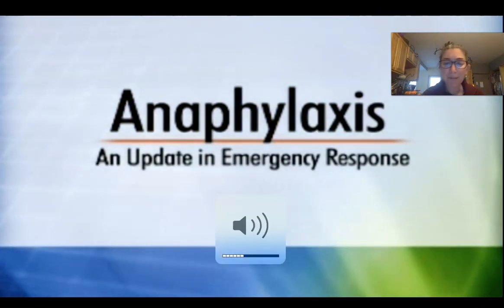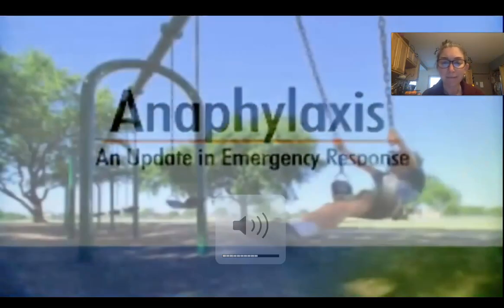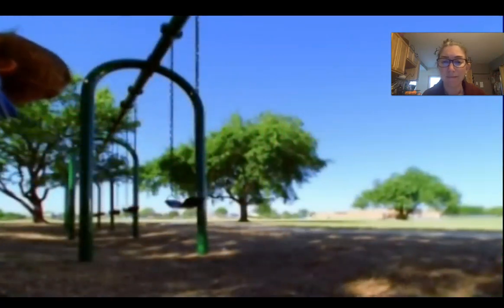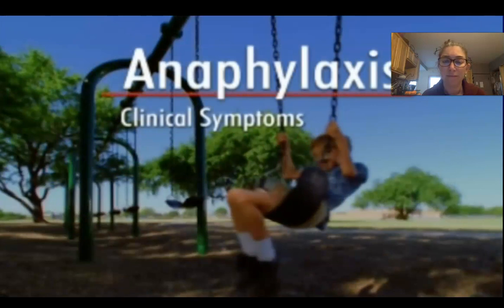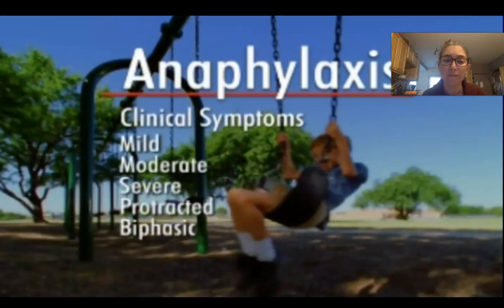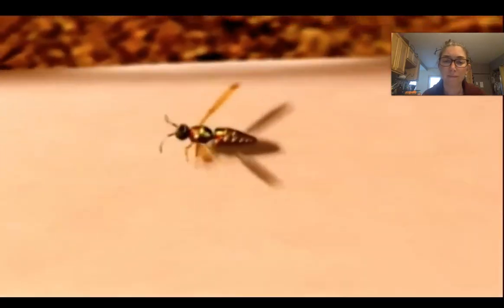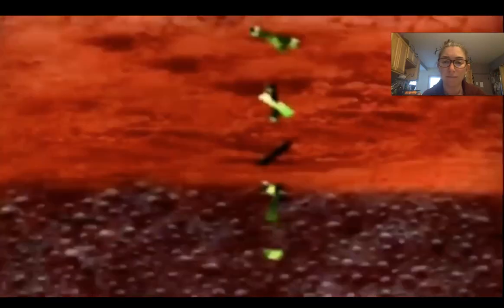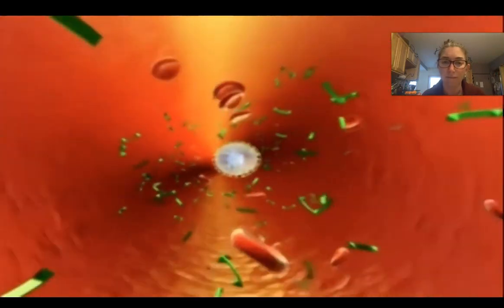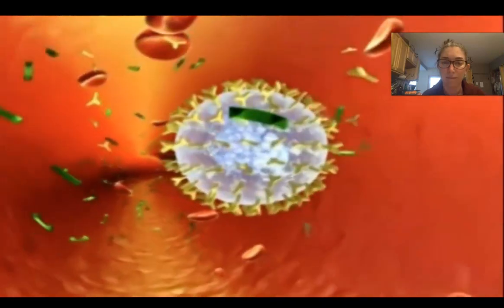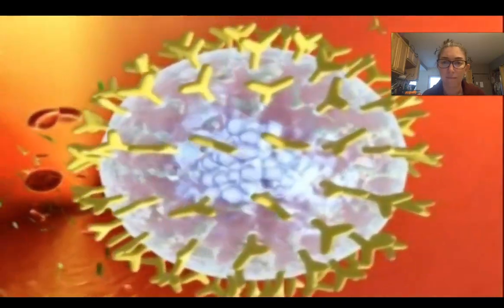Anaphylaxis is a systemic reaction that can occur when a patient who is allergic comes into contact with the allergen they have been sensitized to. Clinical symptoms may be mild, moderate, severe, protracted, or biphasic. The allergic response begins with exposure. As antigen molecules enter the bloodstream, they interact with IgE antibodies bound to mast cells and basophils.